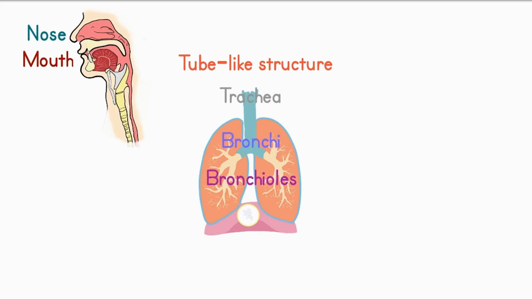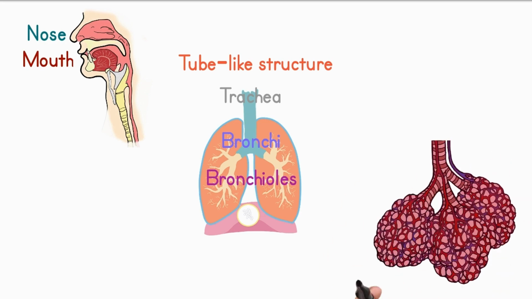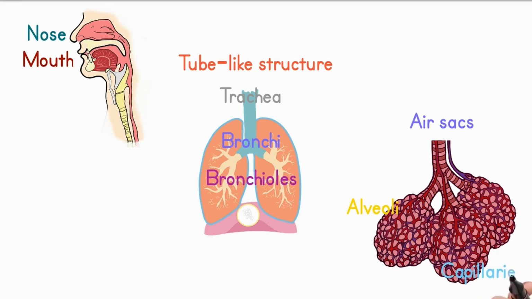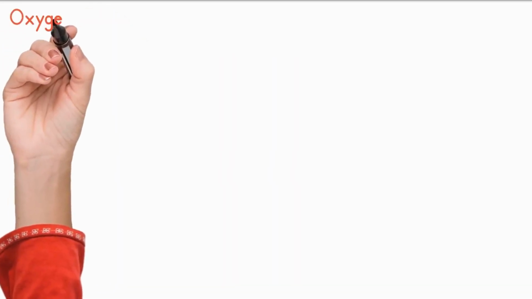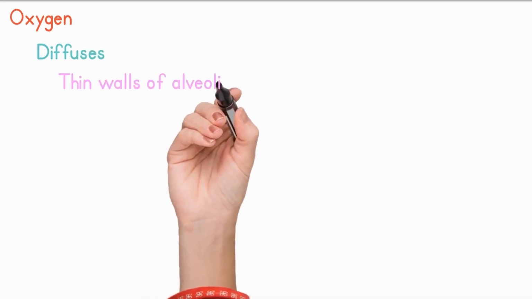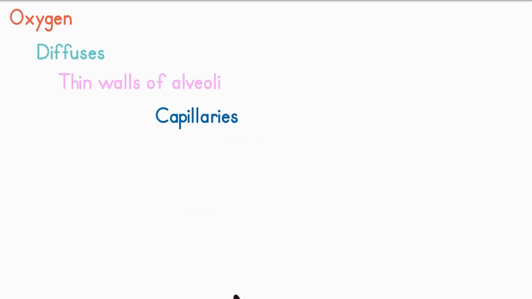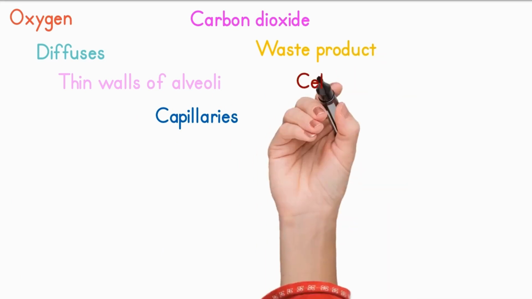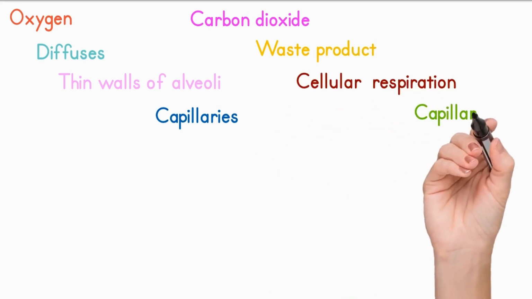Now that we have reached the lungs, let's explore how gas exchange occurs. The lungs are made of millions of tiny air sacs called alveoli. These alveoli are surrounded by capillaries, which are small blood vessels. Oxygen from the inhaled air diffuses across the thin walls of the alveoli into the capillaries. At the same time, carbon dioxide, a waste product of cellular respiration, moves from the capillaries into the alveoli.